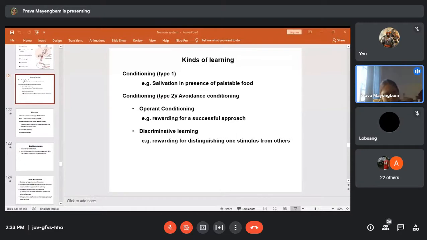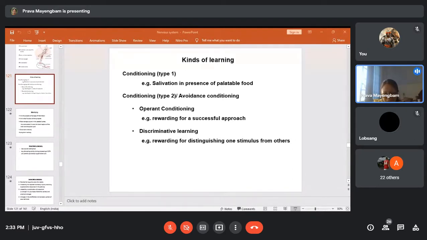Another is conditioning type 2. In conditioning type 2, there is conditioning in the form of avoidance, so this is also called avoidance conditioning. And this avoidance conditioning can be operant conditioning or discriminative learning, say, rewarding for a successful approach.